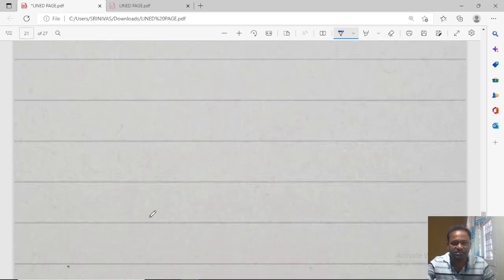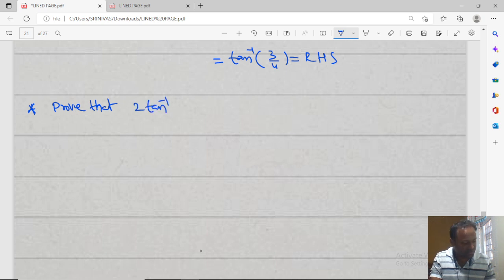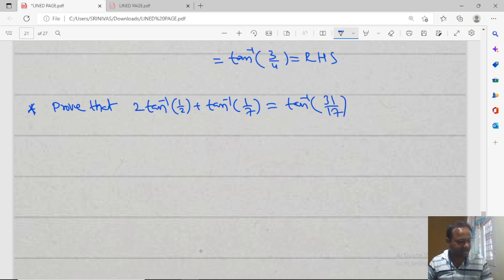Similarly, one more problem let us do. What will be another problem in similar method? Similar method, I will do one of the important problems, that is prove that 2 tan inverse 1 by 2 plus tan inverse 1 by 7 is equal to tan inverse of 31 by 17. This is the question, right? I will do this problem.